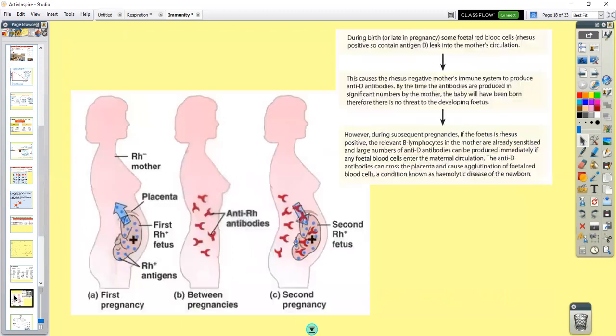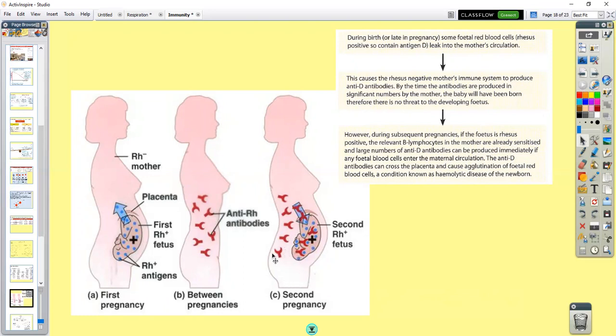Okay, and you can see that sort of happening here. So if the first pregnancy is rhesus positive, she will produce antibodies. If the second, third or fourth pregnancy, the baby is rhesus positive and her lymphocytes become sensitized, she will again produce antibodies, which can affect the baby or kill off the baby. Okay. Now, what they do to get over that nowadays is they inject anti-D antibodies.